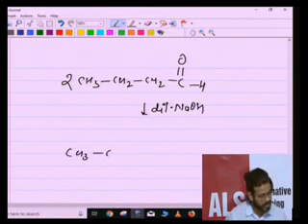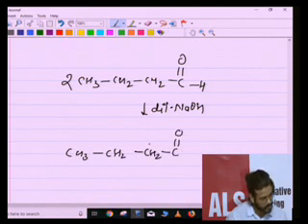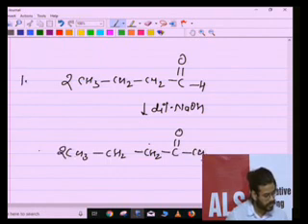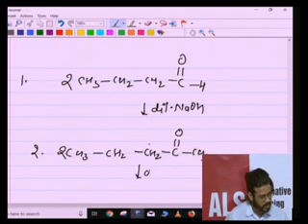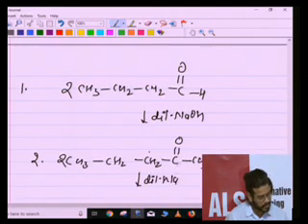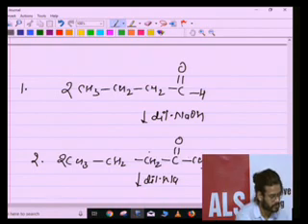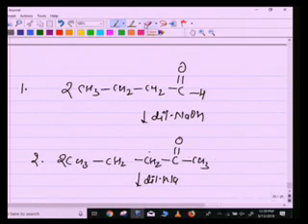And the other question is CH3CH2CH2C=O CH3. Again it has two similar molecules, and is reacting with dilute NaOH. Okay, so these are the two homework questions for all of you.